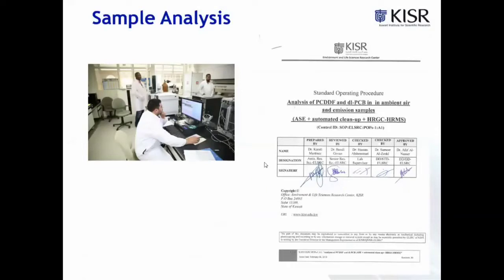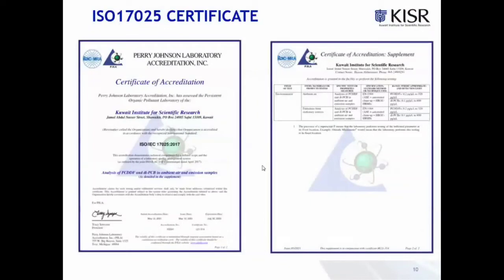the methodology that we use to analyze these samples is based on international reference methodologies and is validated in our lab, but also follows standard procedures. For instance, in this case, in the slides I'm showing, the analysis of dioxin-like chemicals was based on the European standard EN 1948 Parts 3 and 4. Recently, back in May, our lab got certified by the ISO 17025 standard for the analysis of dioxins and dioxin-like PCBs in air and emission samples.